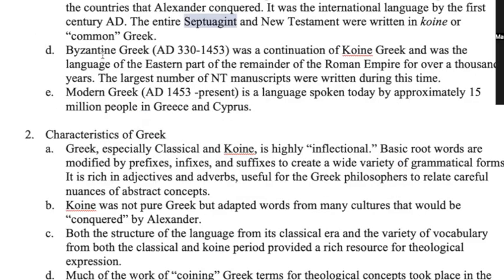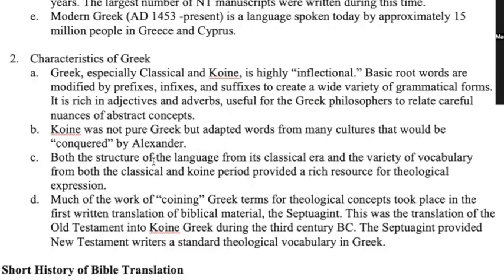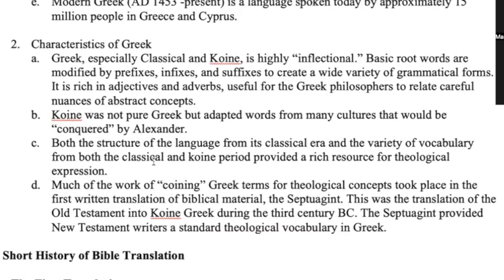That's the next major era of Greek, and that was during the Byzantine Empire. And then we have modern Greek, which today is spoken by about 15 million people in the area of Greece and Cyprus. Not very many people speak modern Greek.